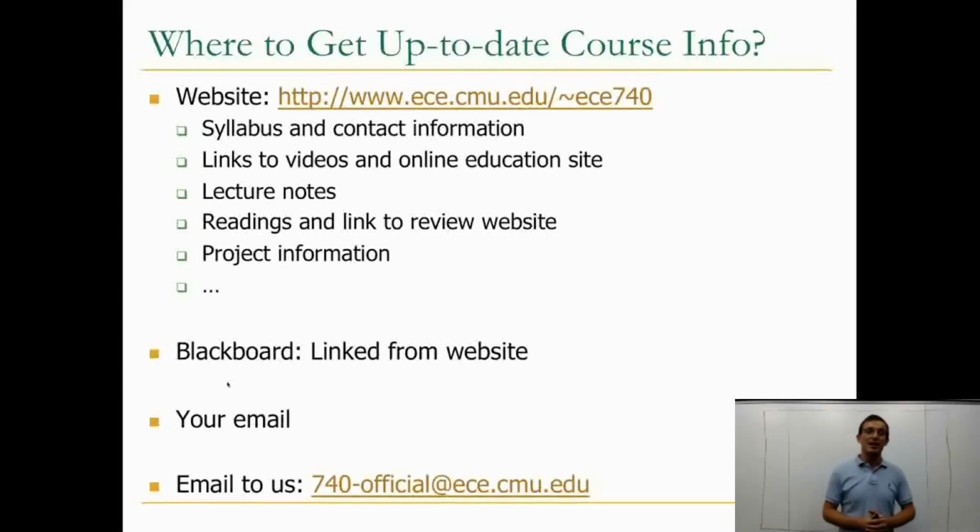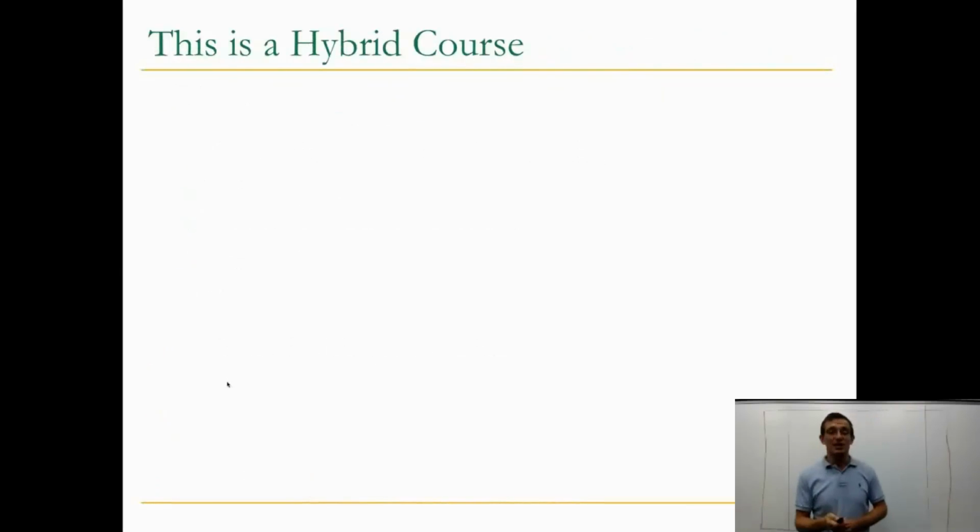And you can also email us if you would like to get some up-to-date course info that's not available on any of these sources above. Basically, you can email us at 740-official@ec.cmu.edu, and this email actually goes to all of the TAs and myself. By emailing all of us at the same time, you can ensure the fastest response time possible. If you email only one of us, then you may not get the fastest response time because you're not exercising the redundancy that's available within the teaching team.